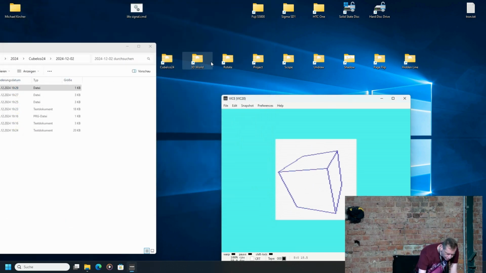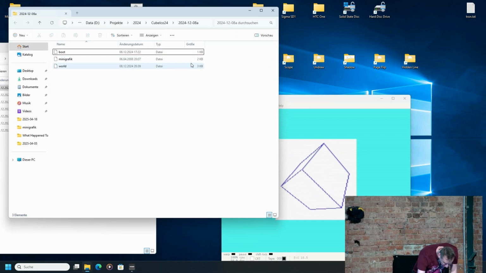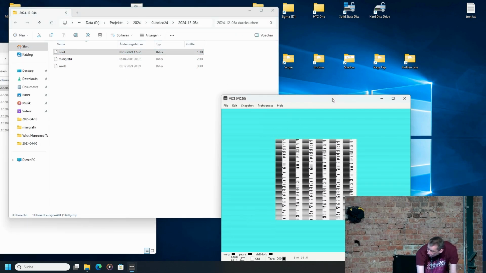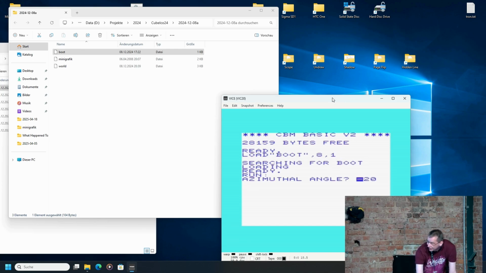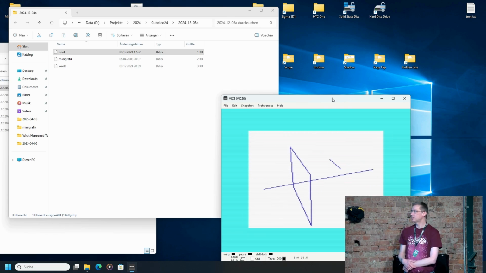And, well, okay, this is here the 3D world in a few seconds. The computer takes a few seconds to think about this, and this is pure BASIC.